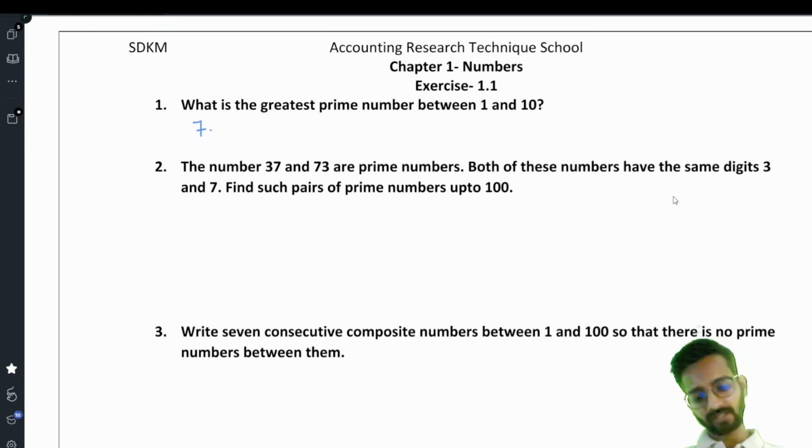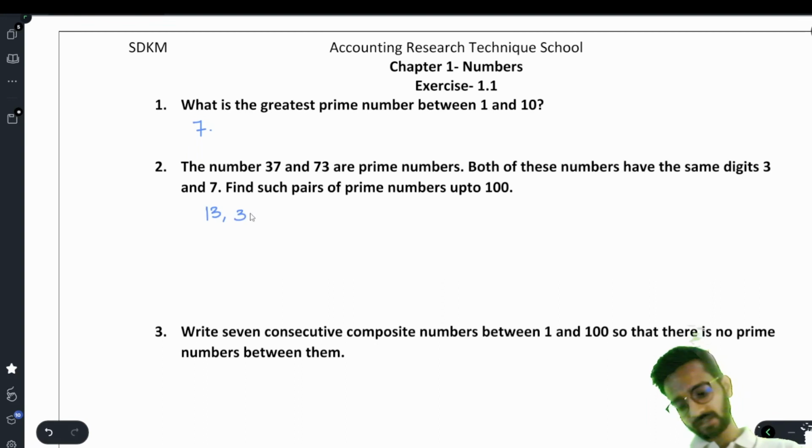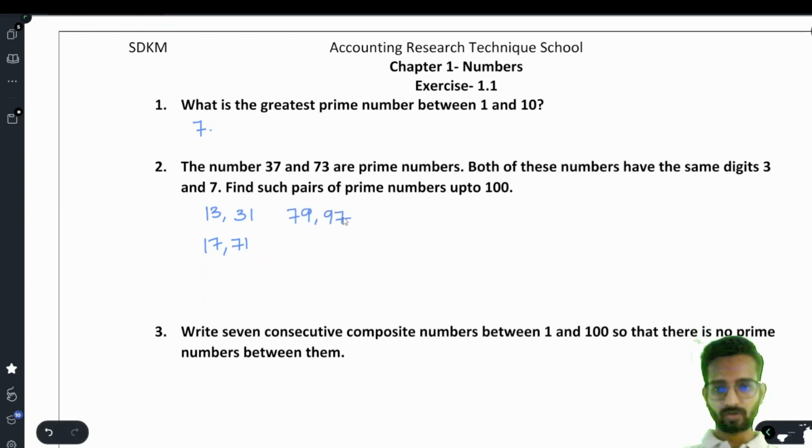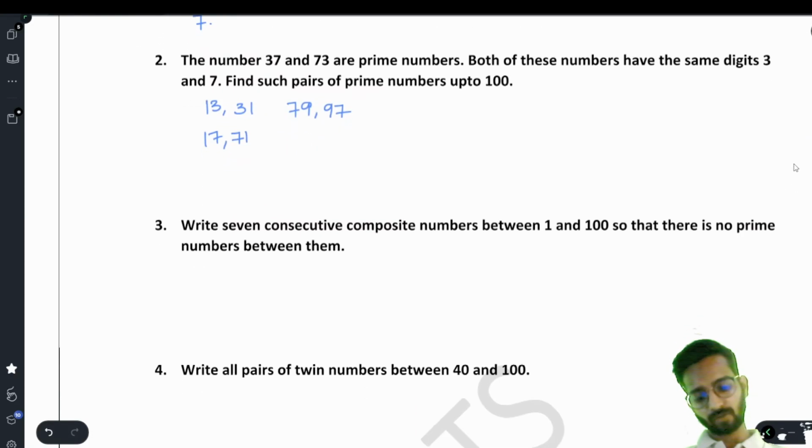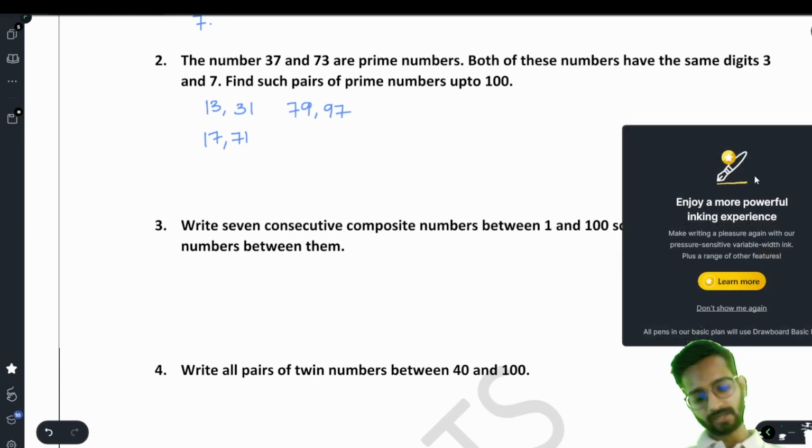Now, finding the prime numbers which should be like these prime numbers, 37 and 73, it means they have the same digits. What are they? We can say it is 13 and 31. After that we can say it can be 17 and 71 also, and after that we can say it can be 79 and 97.